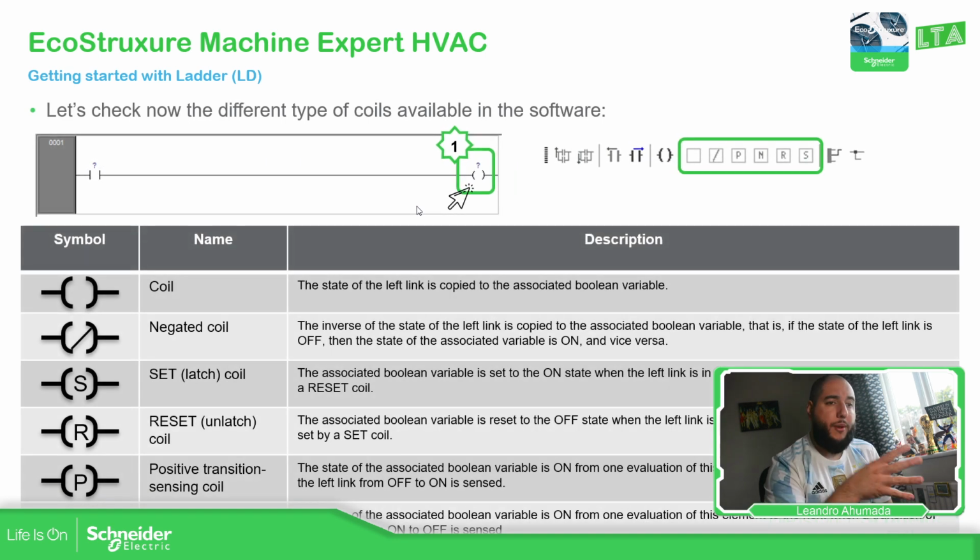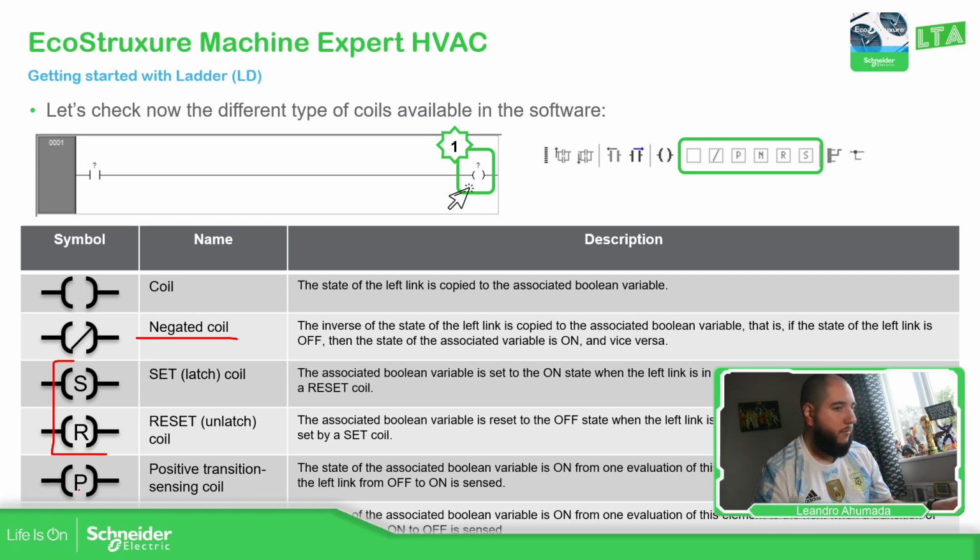So we have already seen that we have different kinds of contacts. Now is the time for the coils. So we have the standard coil, you can see over here this symbol, the one that I have by default. We have the negative coil, and then we have the set and reset, and then we have the positive and negative.